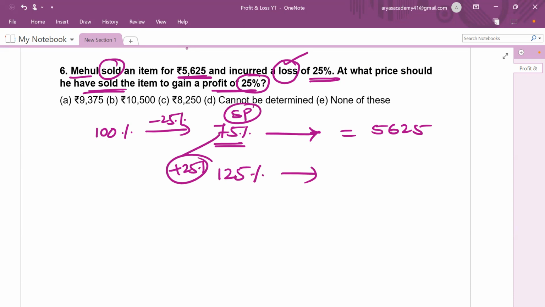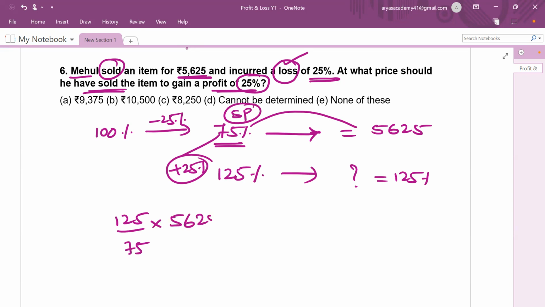So simply they have given you 75% and they are asking you 125%, right? So you need 125. You know actually the value of 75, and the value of 75 has been very clearly mentioned as 5,625. Go for the 25th table. 25 5s are 125, 25 3s are 75. 3 cancel. 3 1s are 3, 26. 3 8s are 24, 22. 3 7s are 21, 3 5s are 15.